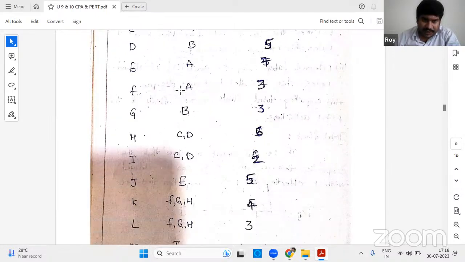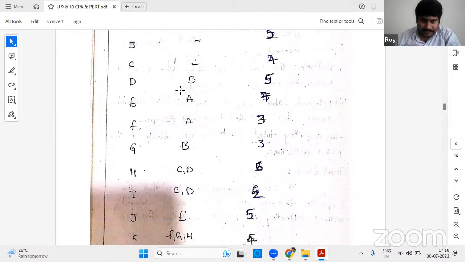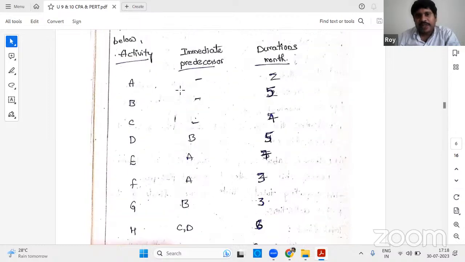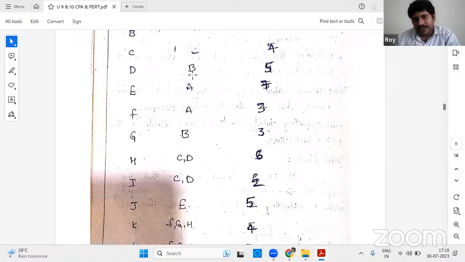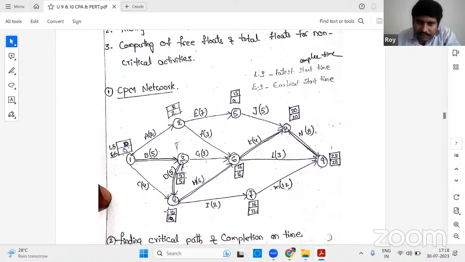Now, what is the starting node for this question? How to draw a network diagram for this? A, B, C. There are no predecessors. A, B, C lines will come. See, A, B, C. Got it? Yes, sir. So from there, you understand that this is the formula.